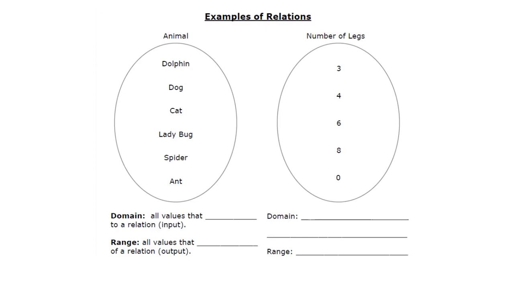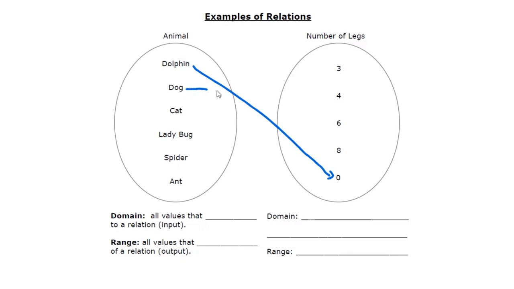So this is one example of a relation, and we have in our first oval a list of animals, and in the second oval the number of legs. And so there's a relationship between the animal and how many legs they have. So we're going to show that relationship with an arrow diagram. So first think about a dolphin and ask yourself, well, how many legs does a dolphin have? Obviously, a dolphin has 0 legs, so we're going to draw an arrow to 0.